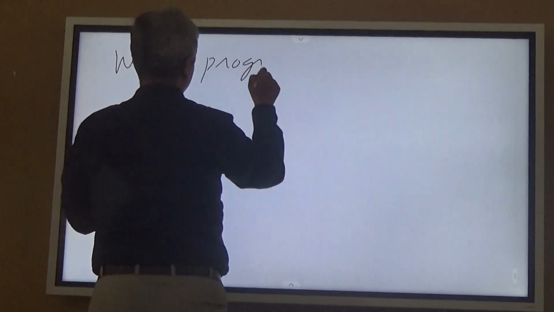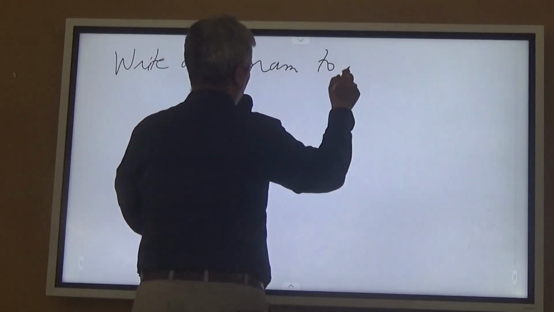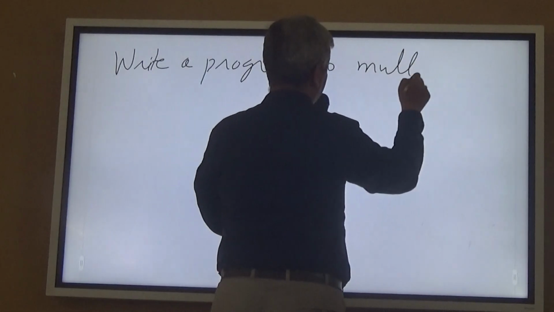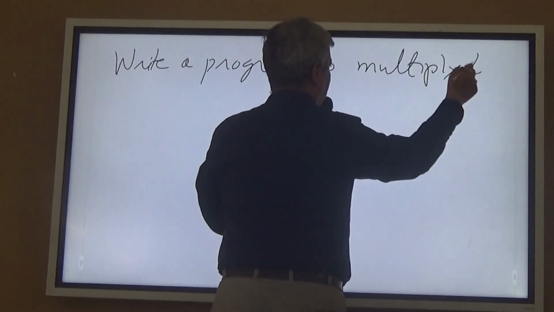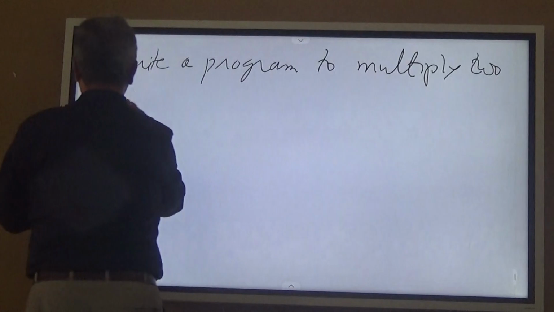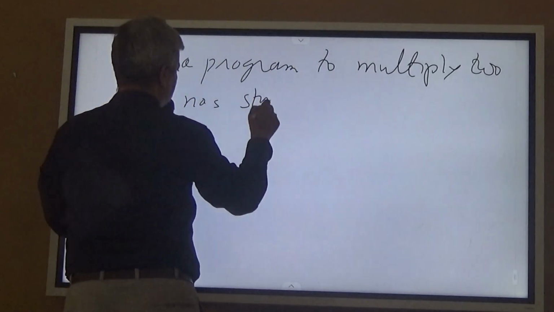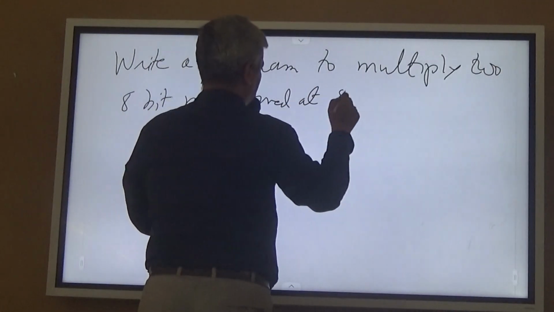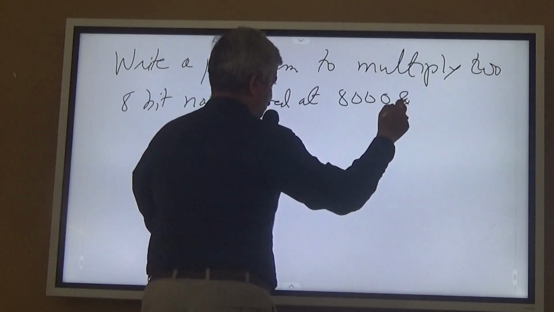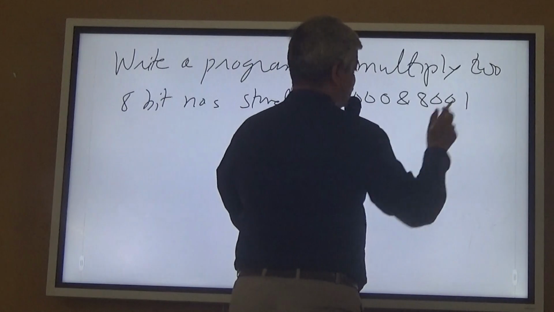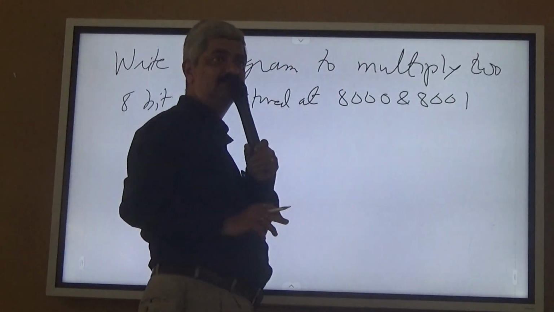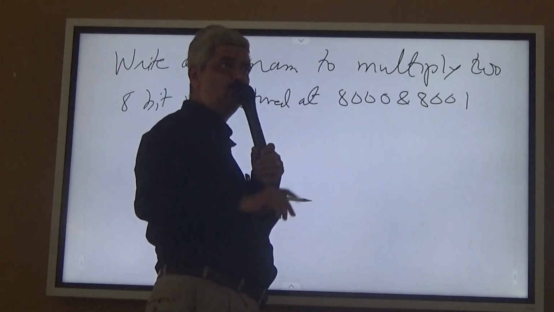Write a program to multiply. It's very interesting now. Multiply two 8-bit numbers stored at 8000 and 8001. And what should be the space provided for the result? Two 8-bit numbers.